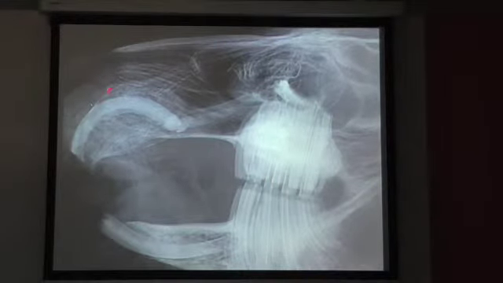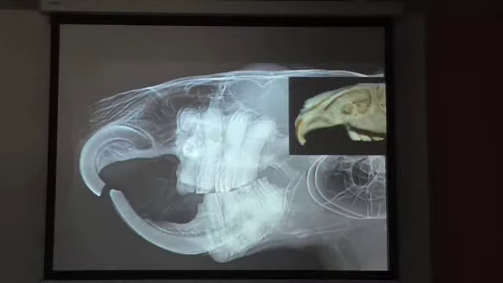So this is a rabbit with a huge mass surrounding the incisors. This is osteosarcoma, with nasolacrimal duct obstruction, and the iatrogenic fracture of the lower mandibular incisors. This is a chinchilla.